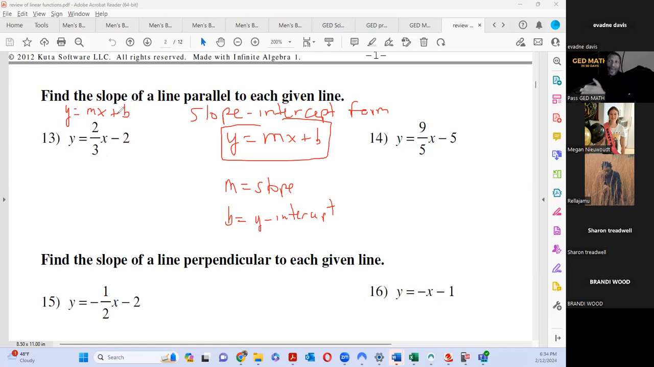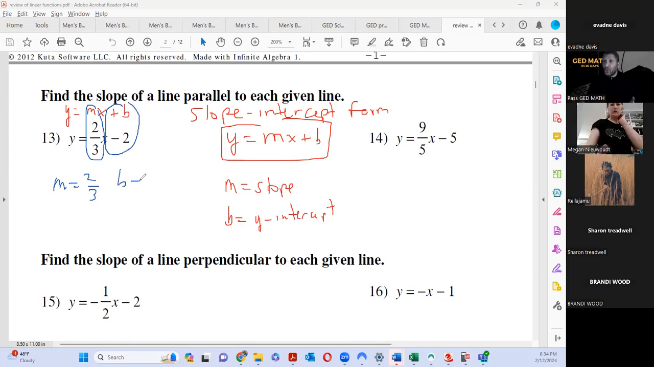So now, mx plus b, what is in front of the x? The slope. And that's what? 2/3. That easy. The slope is 2/3. What is my y-intercept? -2. So my y-intercept, remember, intercept means to cross. The y-axis is my vertical axis. So y-intercept means where my line crosses the y-axis.